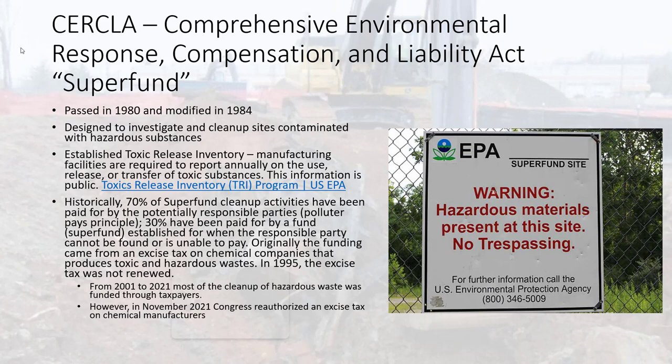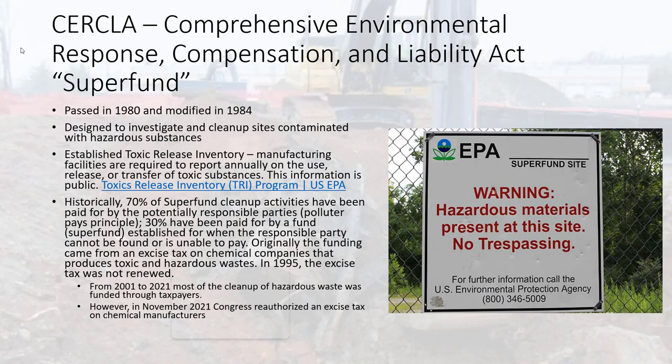So besides just investigating and cleaning up sites, Superfund also established a toxic release inventory, right? So manufacturing facilities are required to report annually on the use, release, or transfer of toxic substances. And you can find that information. It is available to the public. You can see the link right there. And if you go to that, you can type in your state or zip code, and it will show you this inventory or these manufacturing facilities around your area that are dealing with toxic substances.